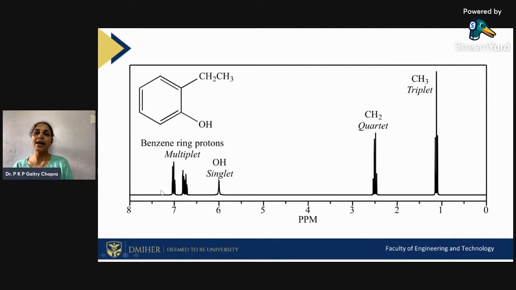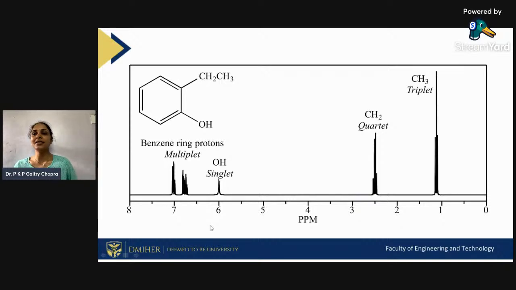Now here again we have 4 sets of protons. The first is CH3, the second set is CH2, the third is the OH proton, and the fourth is the aromatic protons. Because there is resonance in the aromatic ring, deshielding of the aromatic ring takes place, so you are getting the signal downfield.